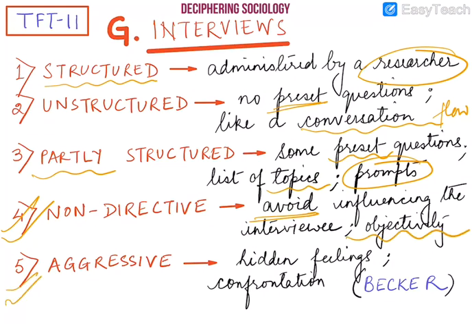The fifth type is aggressive interview. Here it is useful for some topics, for example, hidden feelings, hidden racist feelings, which may not be revealed in a structured, unstructured or any other interview. But in the course of a confrontation, these hidden feelings come out. This method was proposed by or advocated by Becker.